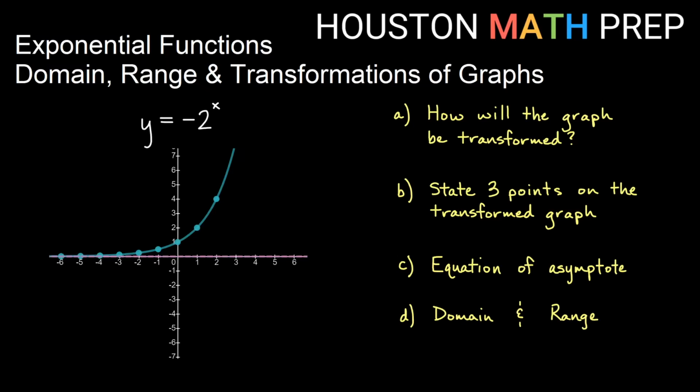Let's look at 2 more examples. We have y equals negative 2 to the x. So having a negative out front, remember that negative is not part of the base. That's just like multiplying by a negative 1 out front.